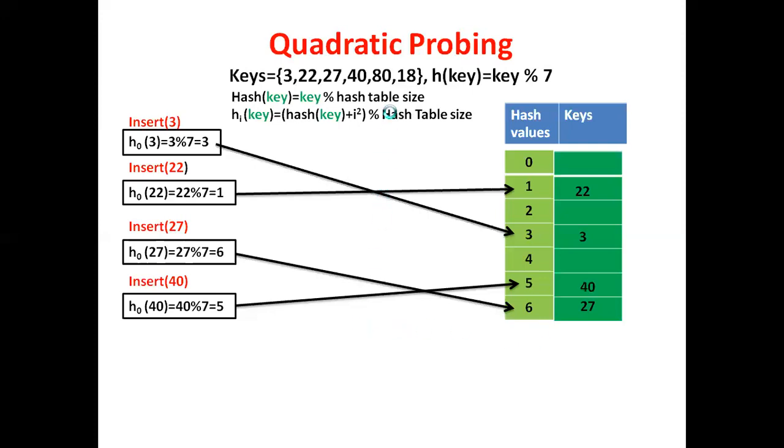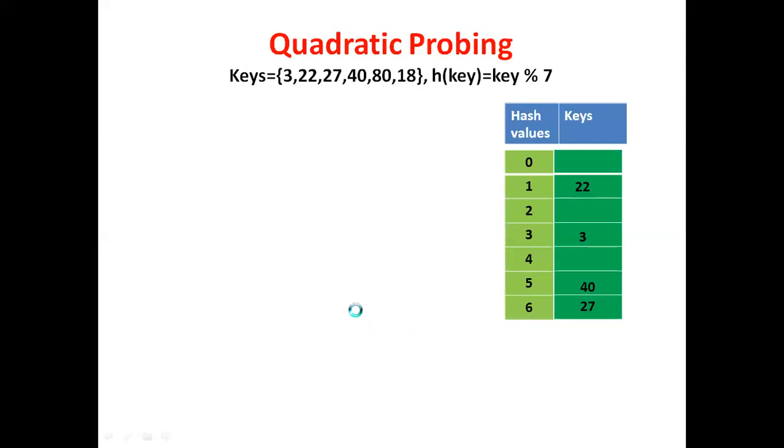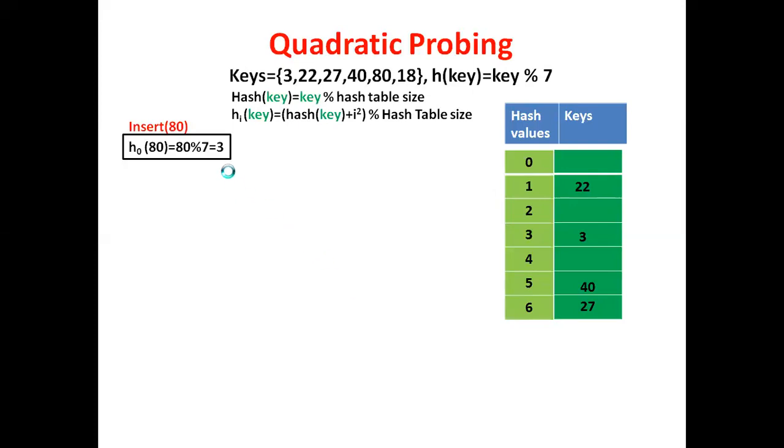Right. Now trying to insert 80. When we are trying to insert 80, 80 modulus 7 means the remainder is 3. Now check whether bucket 3 is empty or not. Bucket 3 is already filled by one key in our set, that is 3.